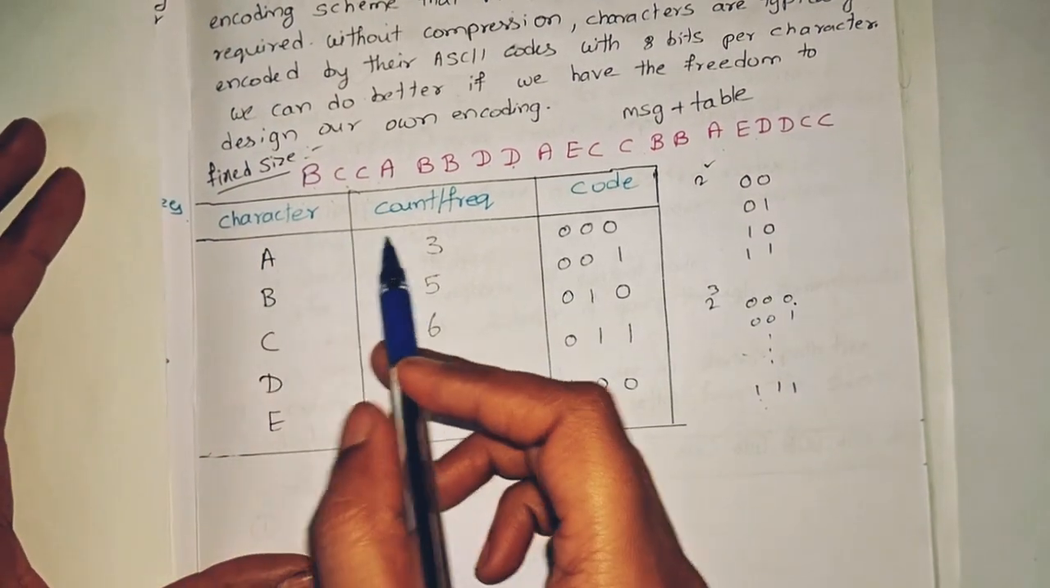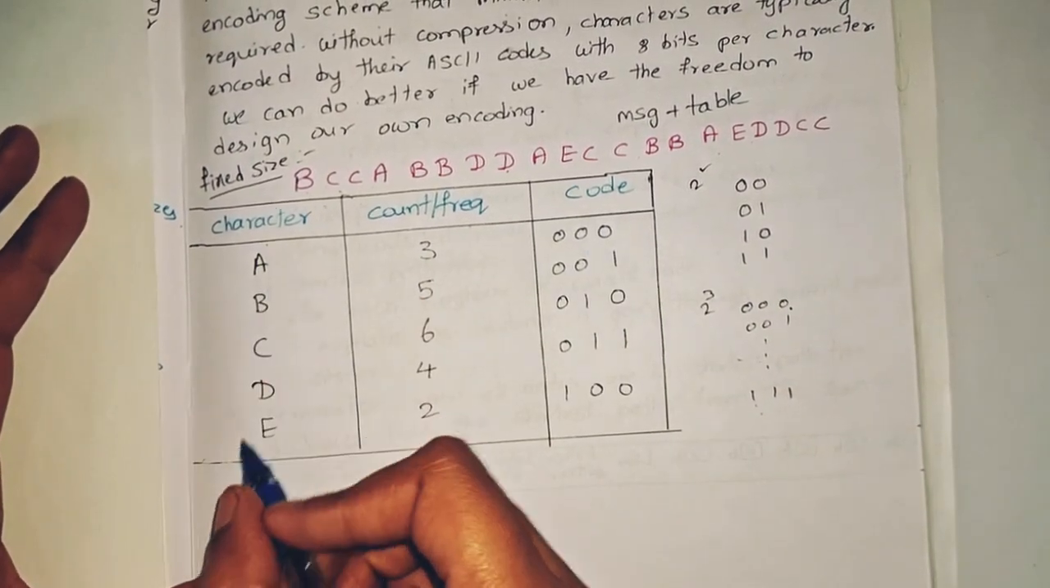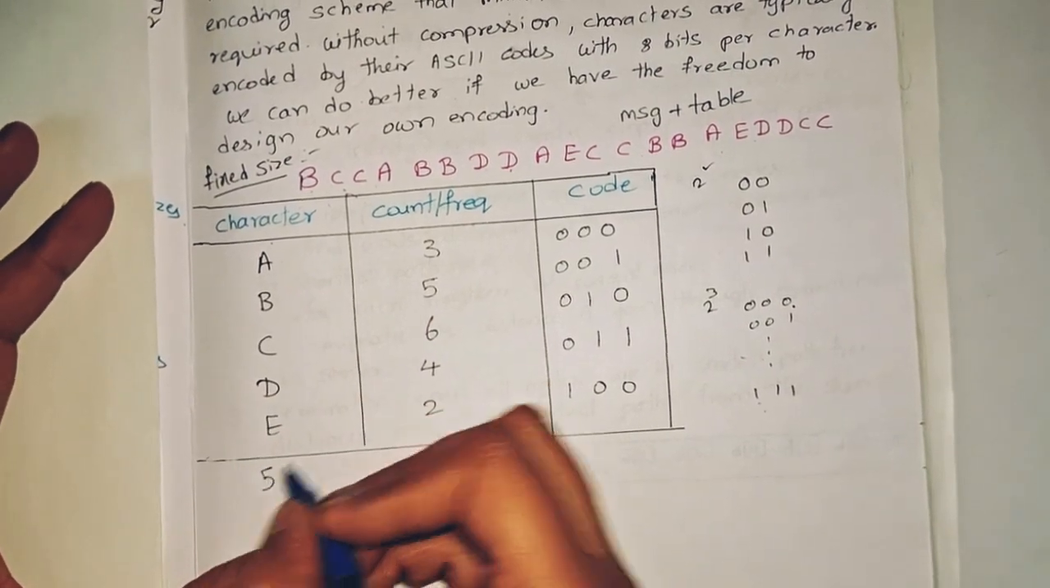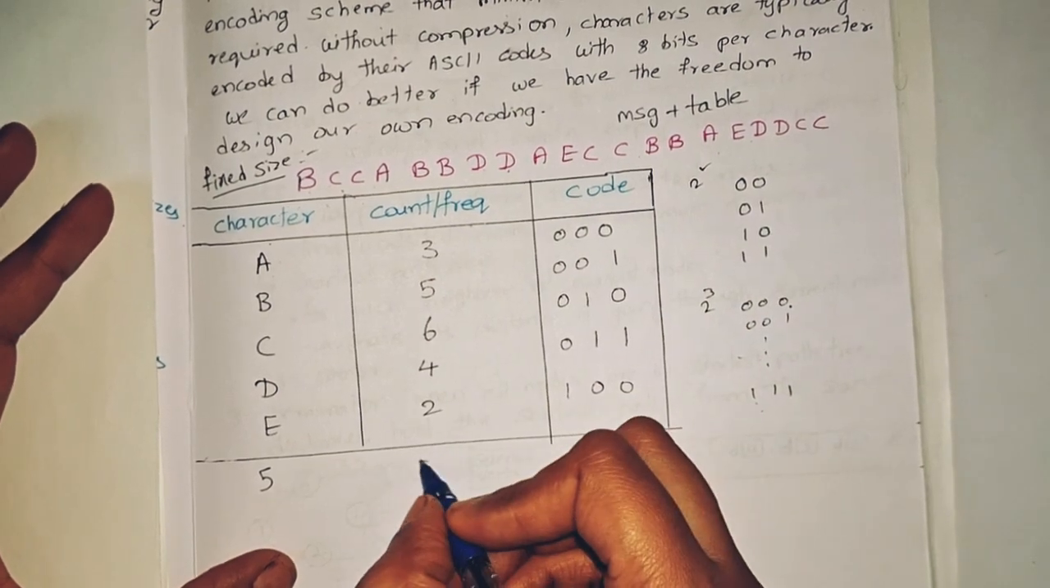So what are the fields in the table? Character, count and codes. What are the number of characters here? 5. So totally there are 5 characters. And what is the total count here? The total count is 20.